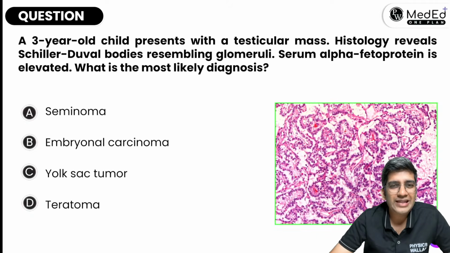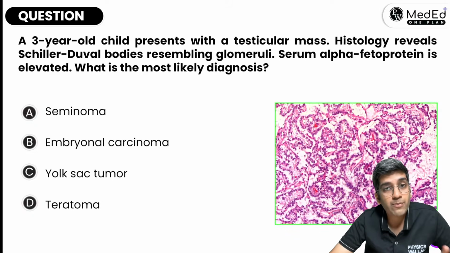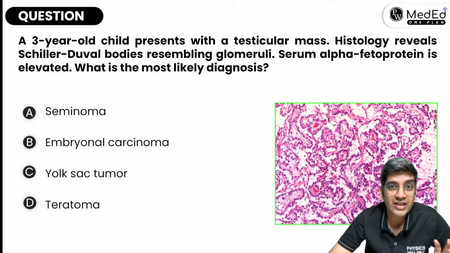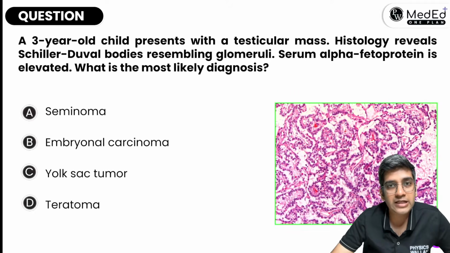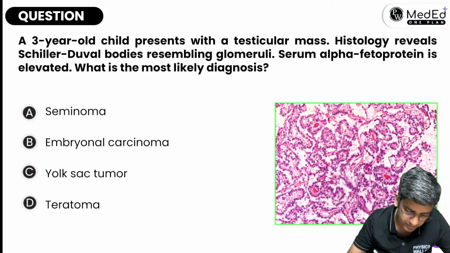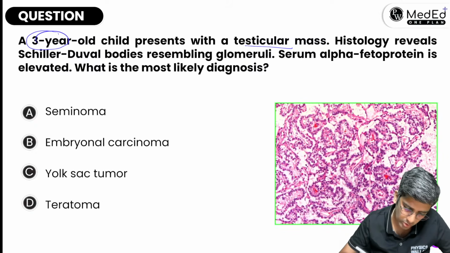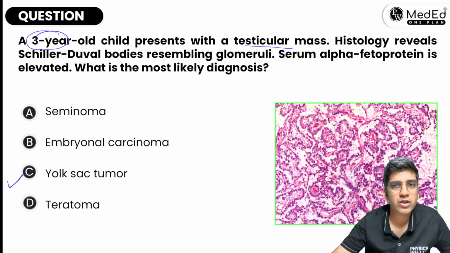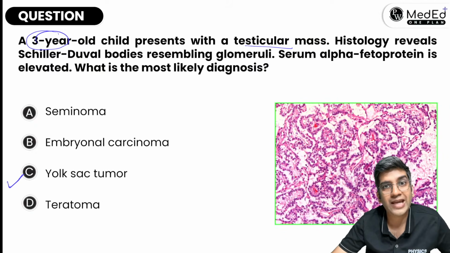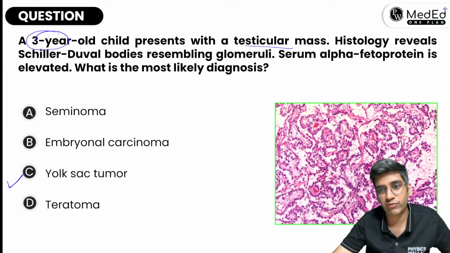Seminoma happens around 20-30 years. Teratoma happens in the first or second decade. Nothing happens in a 3-year-old apart from yolk sac tumor. Embryonal carcinoma, though it's named embryonal, has nothing to do with embryology or the age. It happens in adults only. A 3-year-old is a clue here. Testicular or ovarian, I am going to jump directly to yolk sac tumor or endodermal sinus tumor. That's the other name for yolk sac tumor, right?